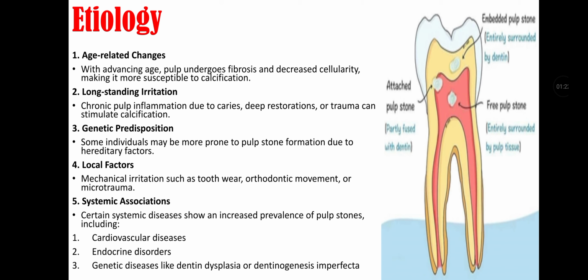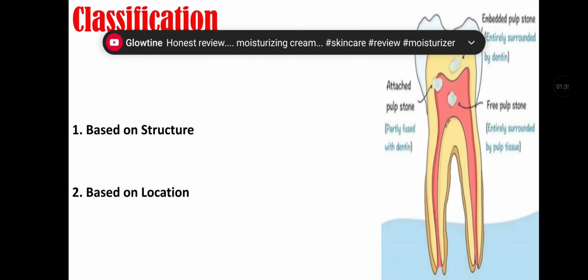And fifth is systemic association, as certain systemic diseases show an important prevalence of pulp stones, including cardiovascular disease, endocrine disorders, and genetic diseases like dentine dysplasia or dentinogenesis imperfecta.